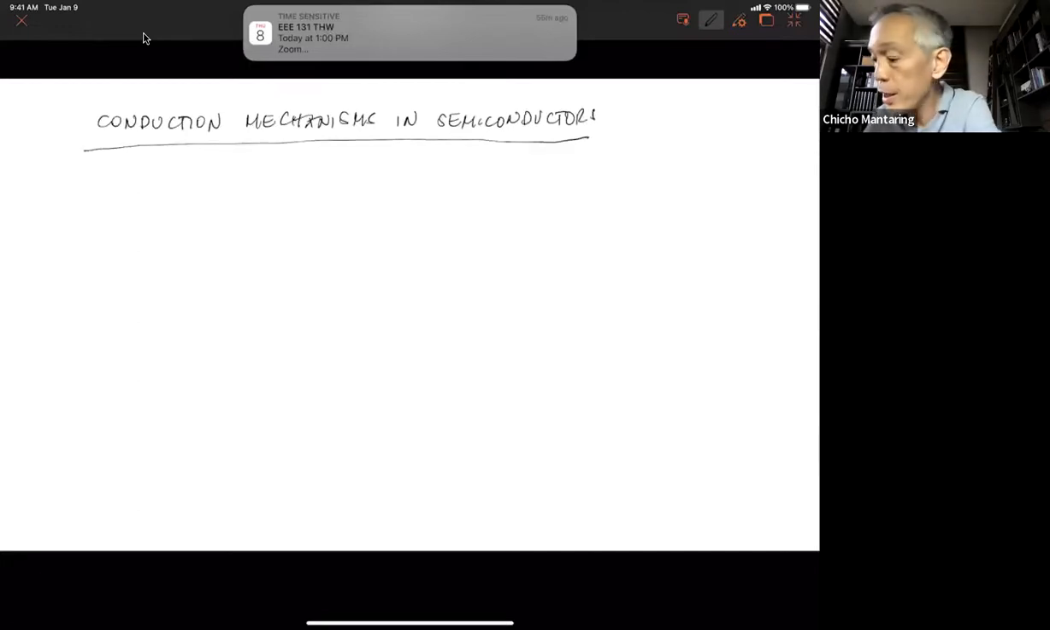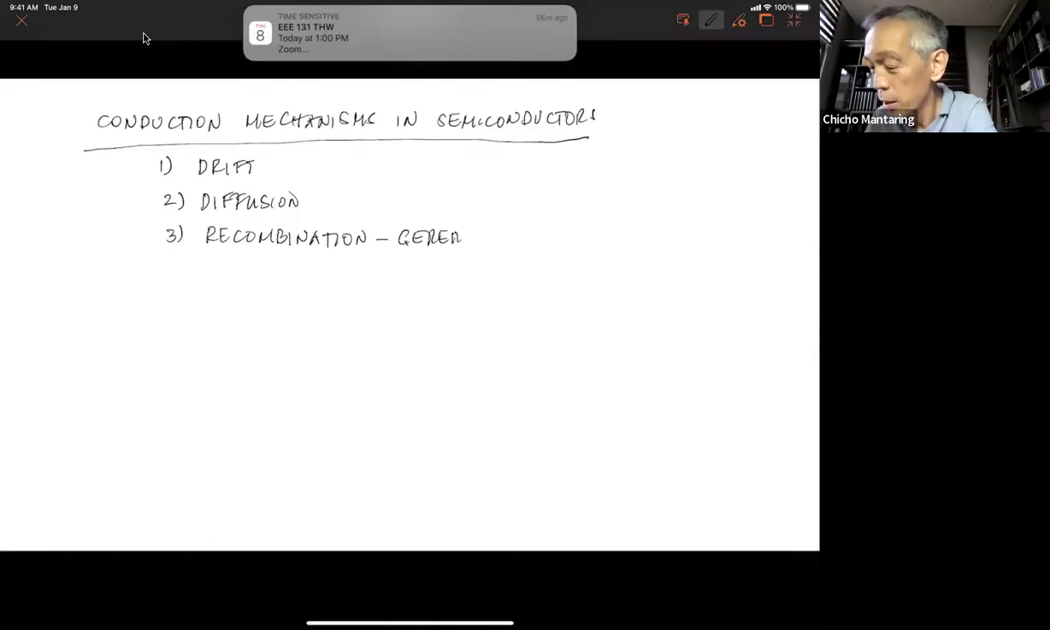And there are three mechanisms that are taken up. These are in your notes. The first is what we call drift. The second is what we call diffusion. And the third is recombination generation. So I'll just very briefly touch on the three. So we'll start with drift.